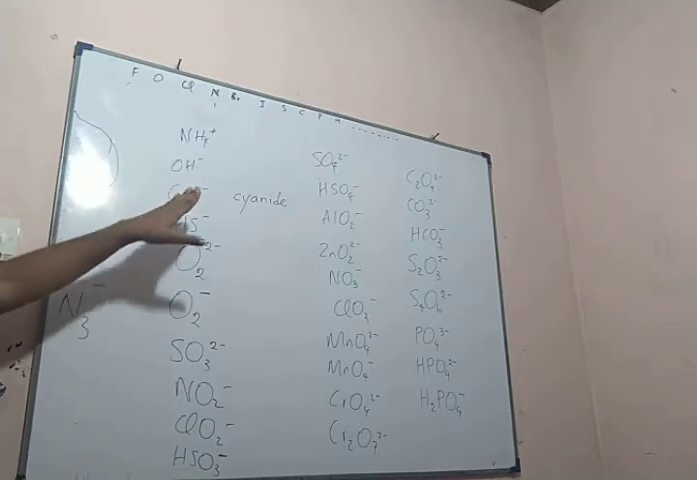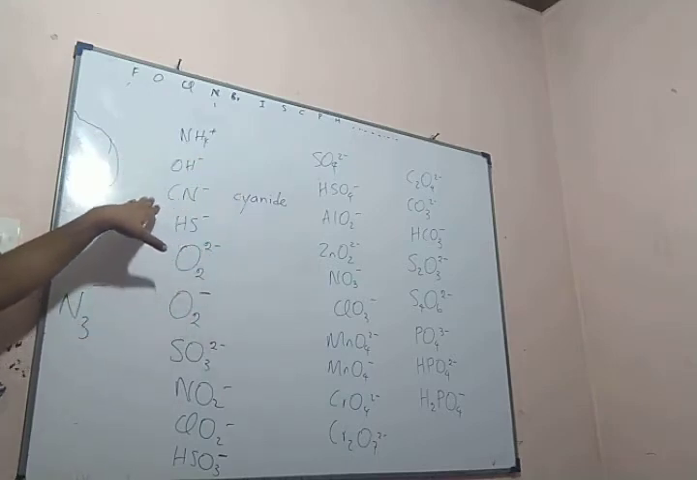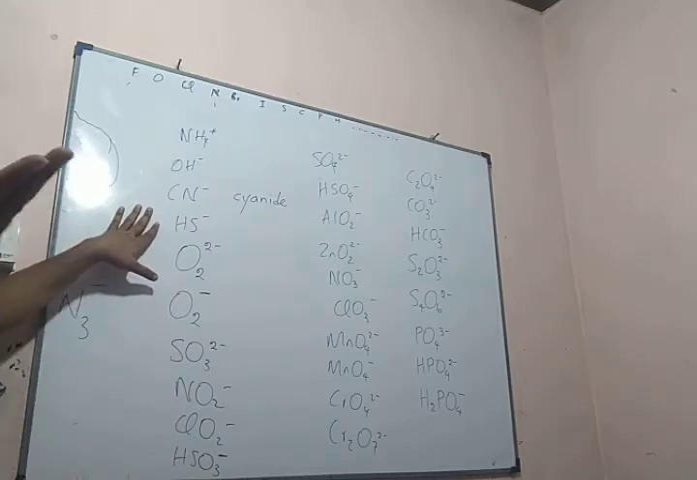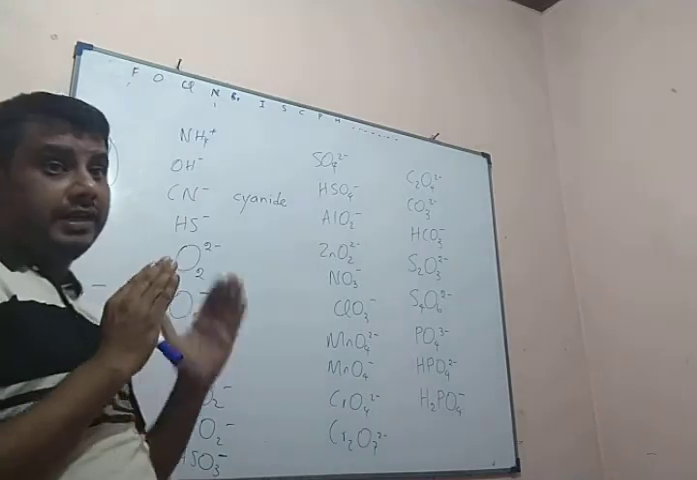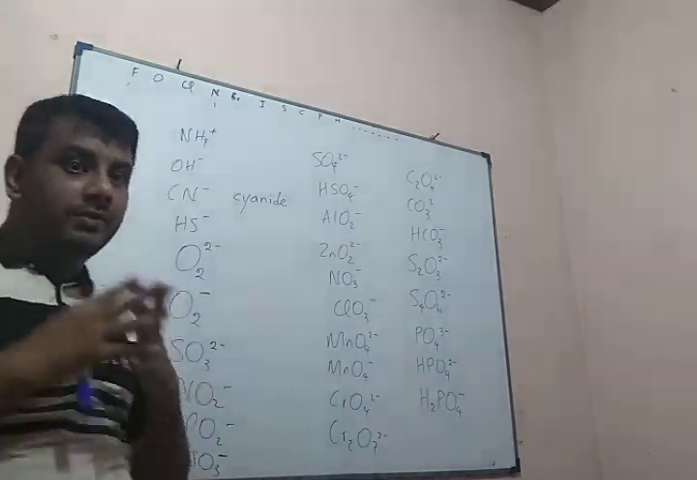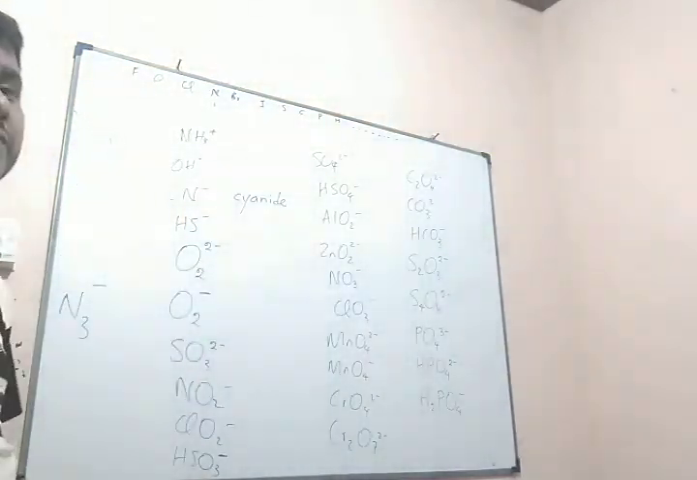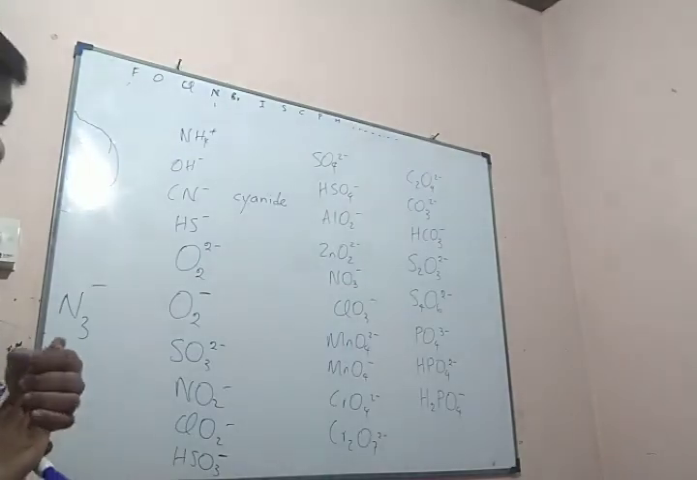Okay, we'll study those things later. You don't know the meaning of complex yet. I said that cyanide forms a complex with hemoglobin. We'll study that in inorganic chemistry, unit 6.